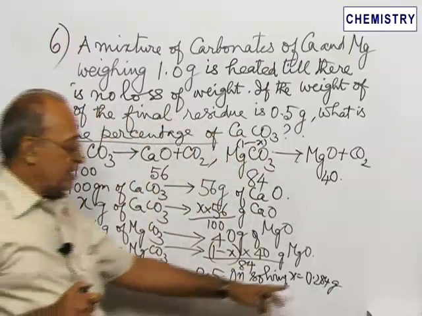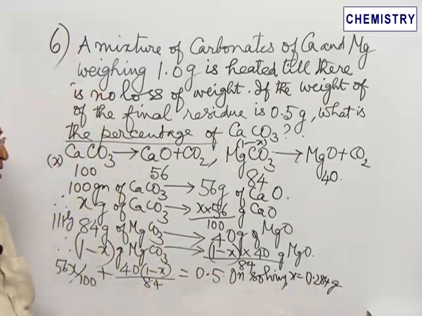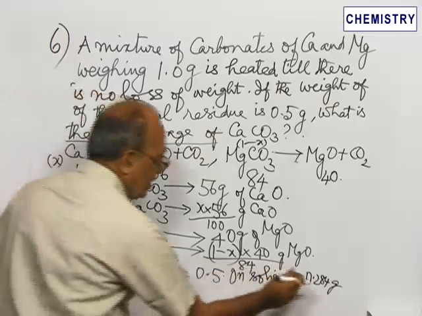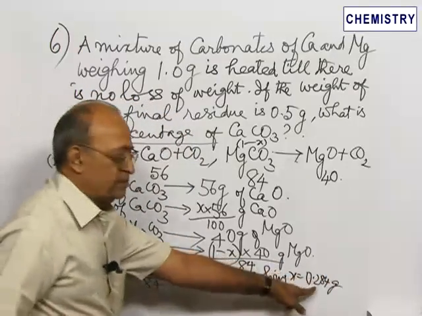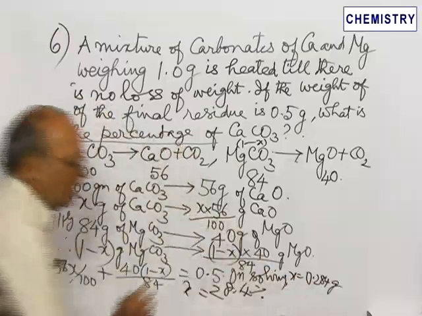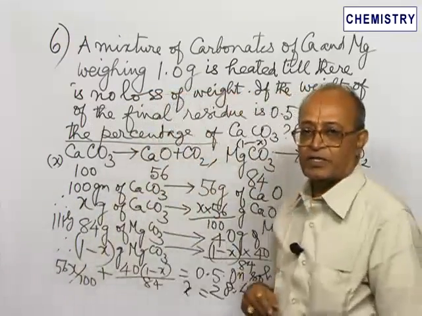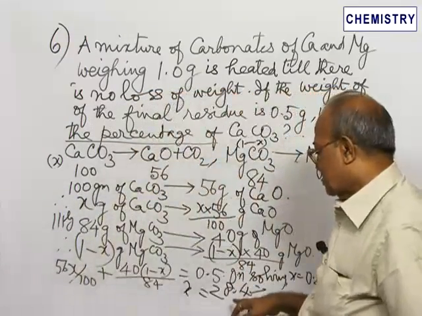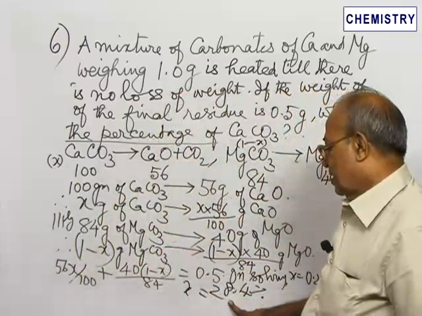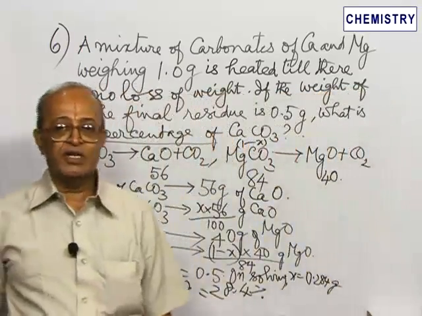In this sense, it is less than 1 because the total weight is 1. Naturally, X should be less than 1. Or if you convert this into percentage, multiply this by 100. This will work out to 28.4%. But in the problem it is given, it is a mixture of two carbonates. So if calcium carbonate percentage is 28.4, 100 minus this, around 71.6 will be the percentage of magnesium carbonate.